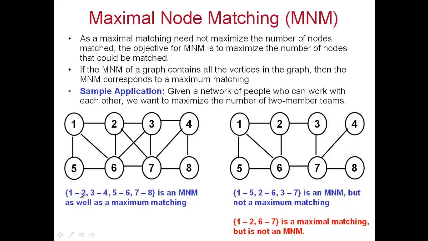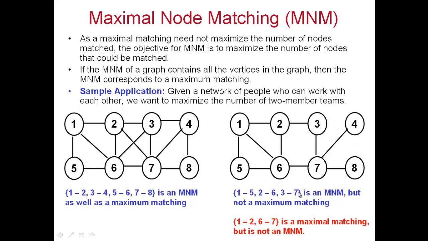So this is a maximum matching because it has all the 8 vertices matched, each vertex to somebody else, and that's the best we can do. That's also then a maximal node matching. Now look at this graph. It's a graph of 8 vertices.